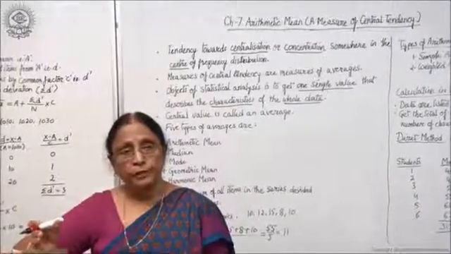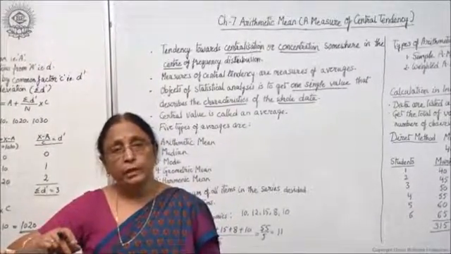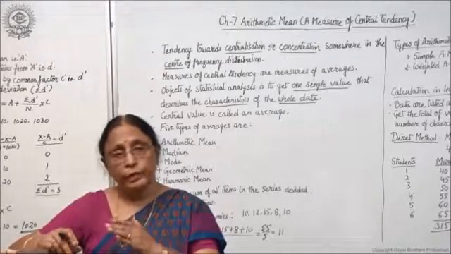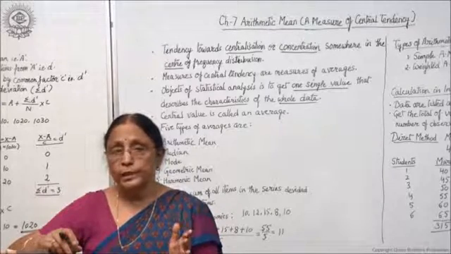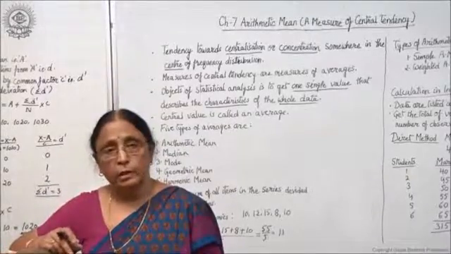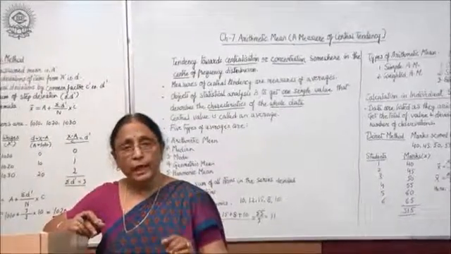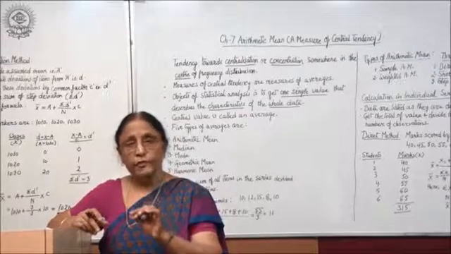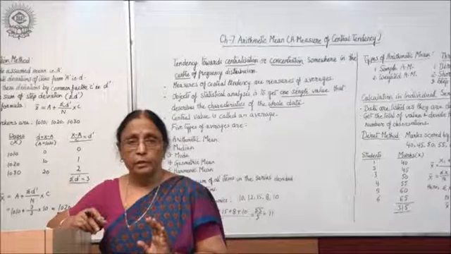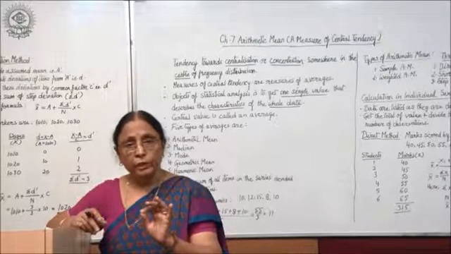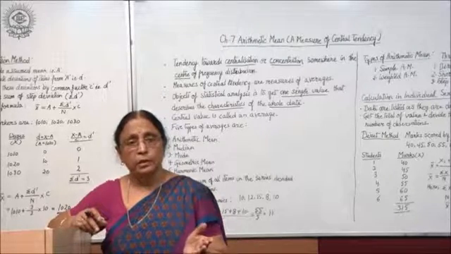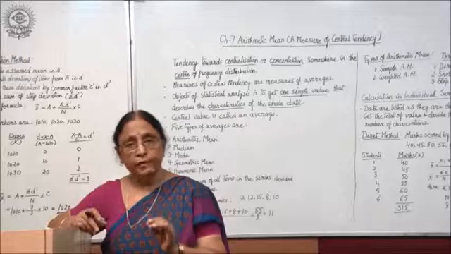For example, if we say that in a factory there are 10 workers and the wages of the 10 workers are different, but we say that on average the monthly wages of the workers are 500. What does this mean? This means that on an average it is 500, but everybody is not getting exactly 500. 500 is the central value. Some may be getting more than this and some may be getting less than this. So, average is the central value.